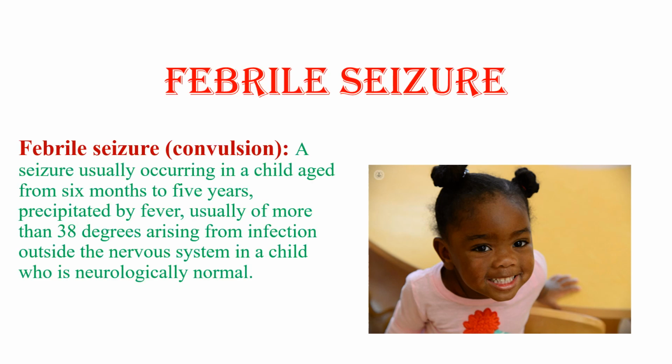Febrile seizure. Febrile seizure is a seizure usually occurring in a child aged from 6 months to 5 years or 16 months, precipitated by fever, usually of more than 38 degrees, arising from infection outside the nervous system in a child who is neurologically normal, and a seizure that does not associate with any metabolic abnormality.